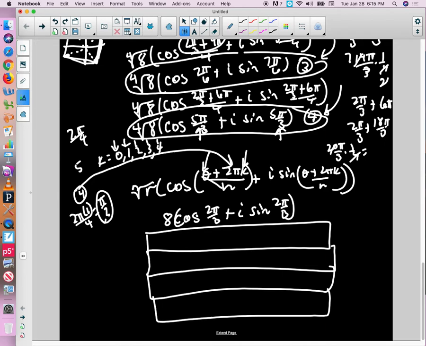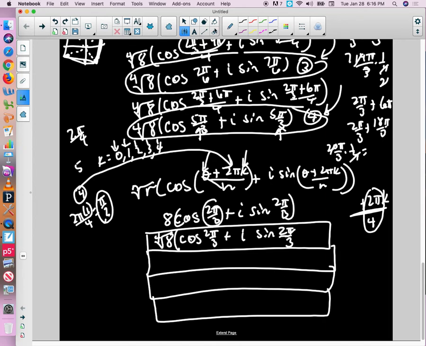If you do enough of them, you notice that when you're doing that plus 2 pi k over n, if n is the fourth root, you're going to keep adding pi over 2, however many times you need. If you're doing a fifth root, it'll be 2 pi over 5 every time. We might work on it some more tomorrow. But I'm going to start off with the fourth root of 8. And the first one is just plus 0. So I'm going to have cosine of 2 pi over 3 plus i sine of 2 pi over 3.